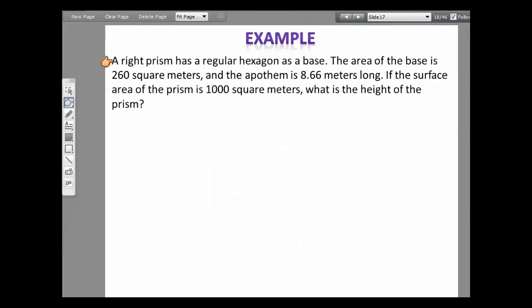A right prism has a regular hexagon as a base. The area of the base is 260 square meters, and the apothem is 8.66 meters long. If the surface area of the prism is 1,000 square meters, what is the height of the prism? So in this one, they've given us the area. They give us a little information about the apothem, which I'll explain more in a moment.